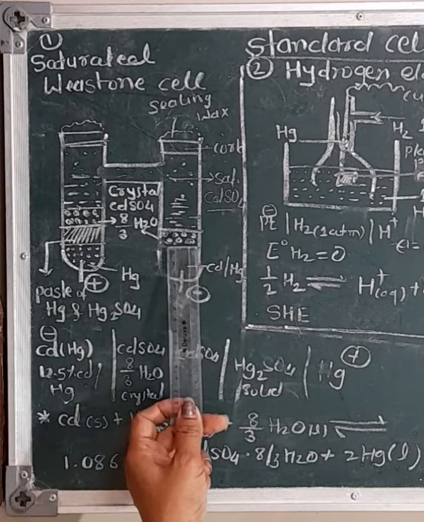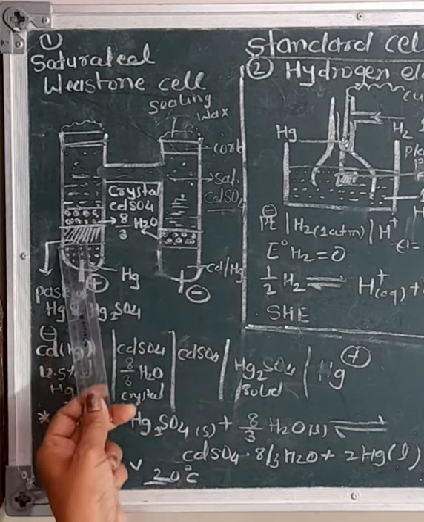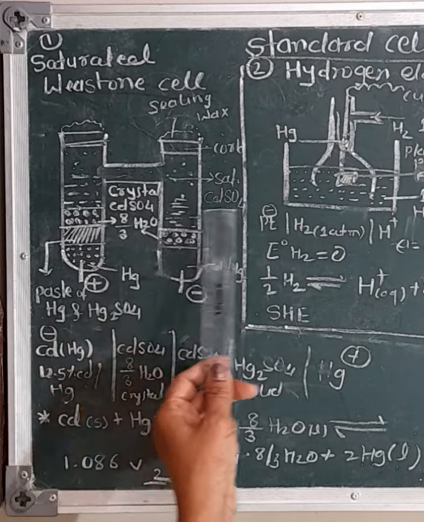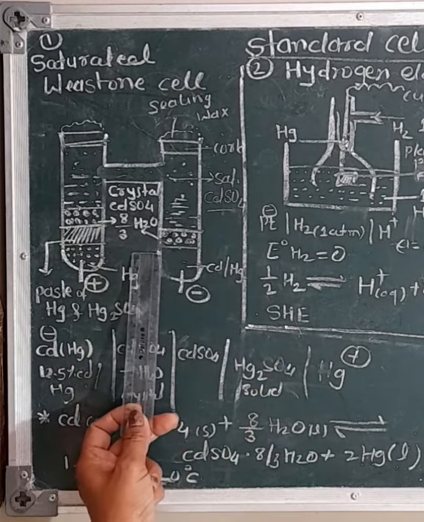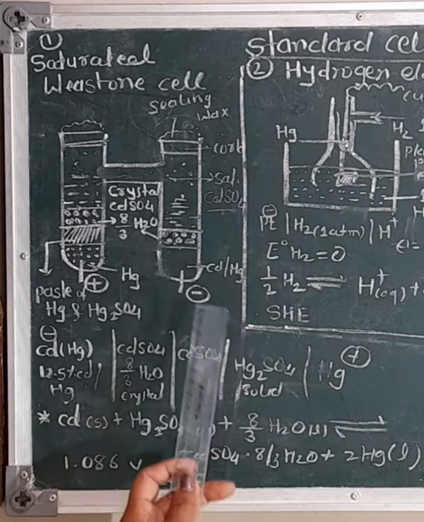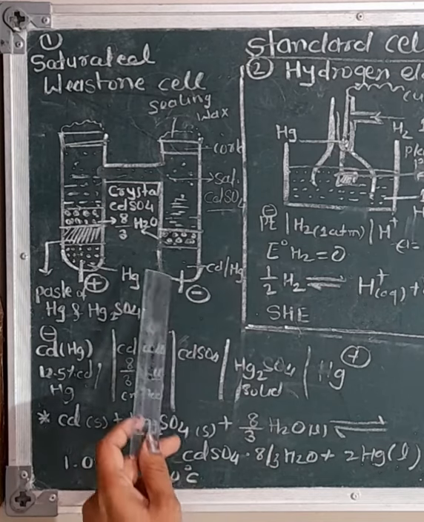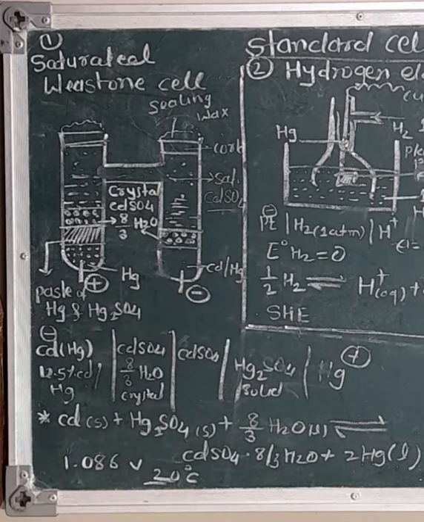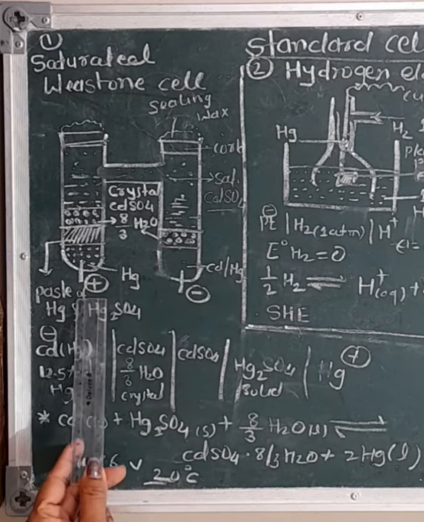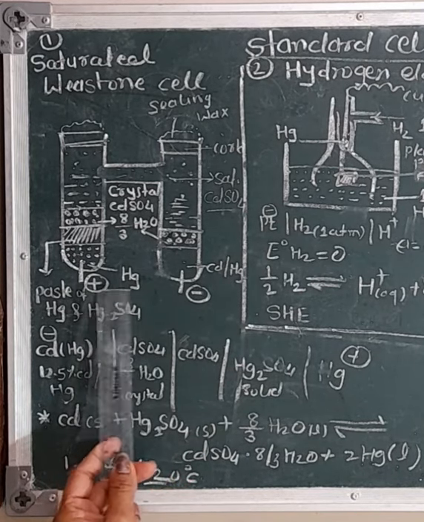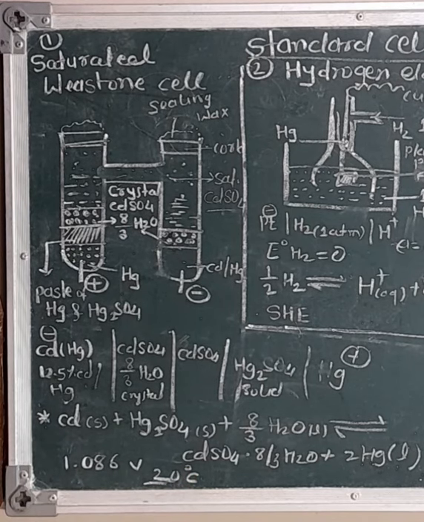Now look toward this. It is saturated. Here the two compartments are completely filled with saturated cadmium sulfate. Below that the crystals of cadmium sulfate are placed, and below that the cadmium and mercury wire is here. So friends, this is the cathode compartment and this is the anode compartment. Therefore, two electrodes are combined in this cell, and therefore this cell is known as the saturated Weston cell.